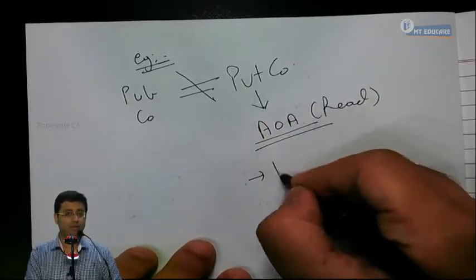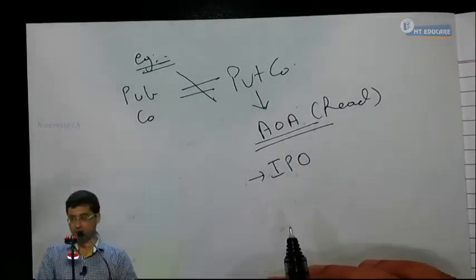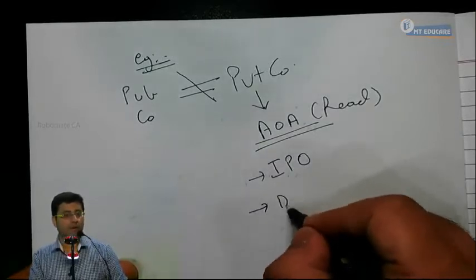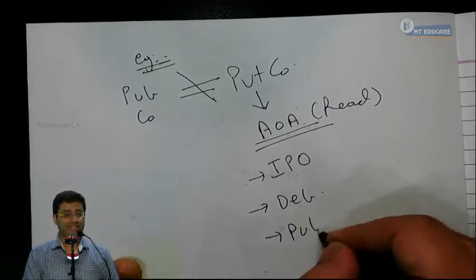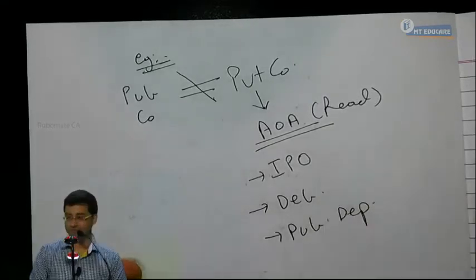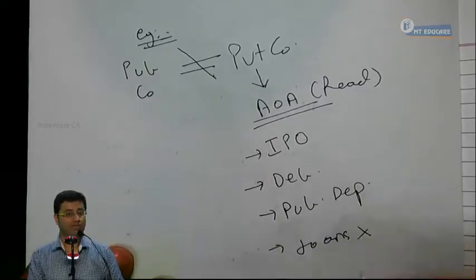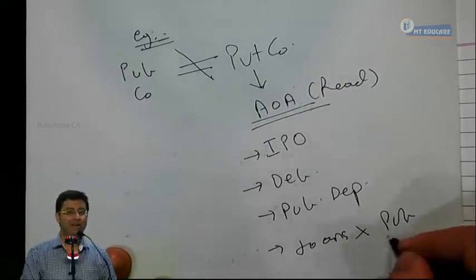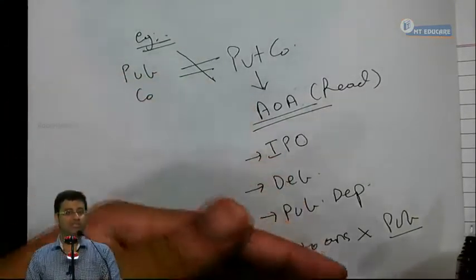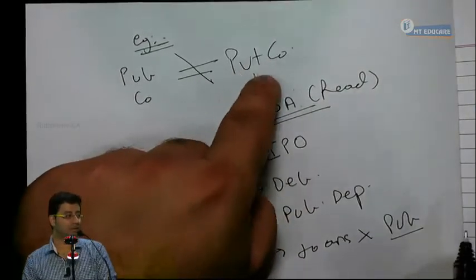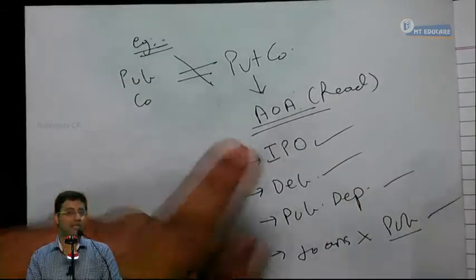a private company cannot come out with an initial public offer. That means a private company cannot issue shares to the public. A private company cannot issue debentures to the public. Okay. A private company cannot accept public deposits. A private company cannot accept loans from the public. That means you can't actively deal with the public in any circumstances. Since you cannot do all these activities, that means you are which type of company? You're a private company. Whereas a public company can do all these things, that is why it is called a public company.